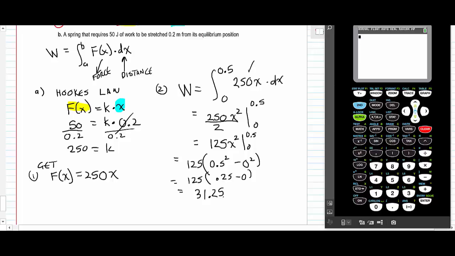Okay, what are the units for work? We talked about that. A joule. So you have a joule. You want to write the units in there, so that would be the answer to the problem.